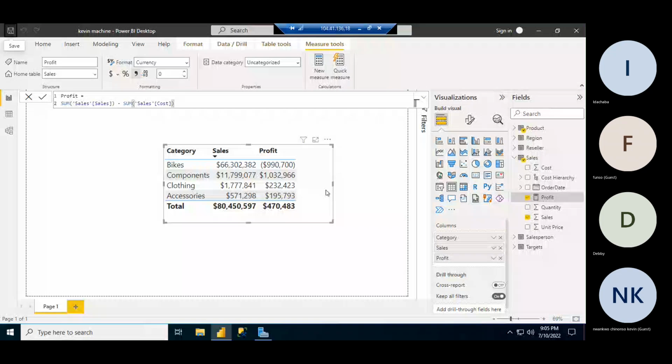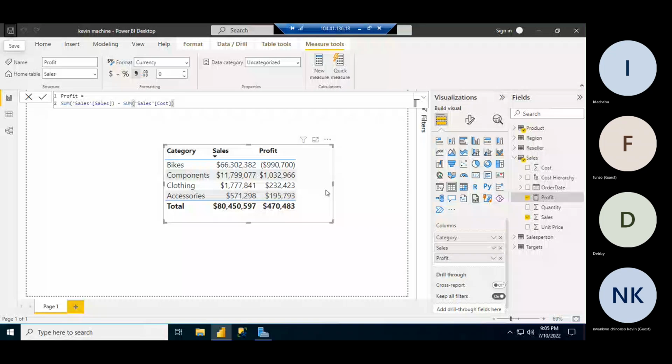You understand? In relation to the sales. So how do we do that? So that you can see that, because looking at the accessory, the accessory is 570 and then this one is 190. That's almost 200,000. So the percentage is almost around 20%, which is very huge, right?